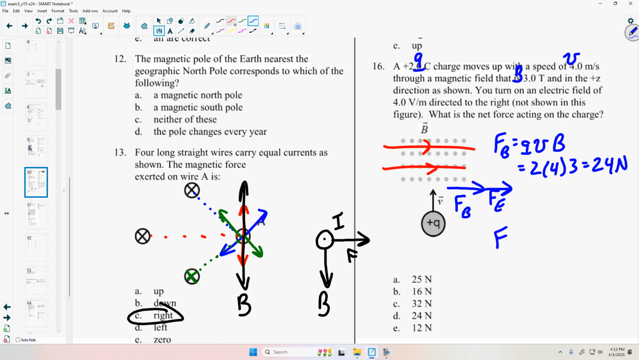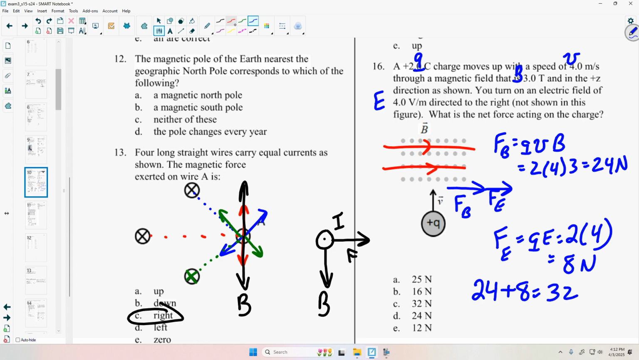The electric force, this is on your equation sheet. You'll have the full equation sheet. The electric force is Q times E. That's 2 times 4. That's equal to 8 newtons. And so I have 24 plus 8, because they're in the same direction, is equal to 32. Notice that if I had them in the wrong direction like I had done previously, I would have gotten 24 minus 8, which would have been 16. So that would have been wrong, obviously.